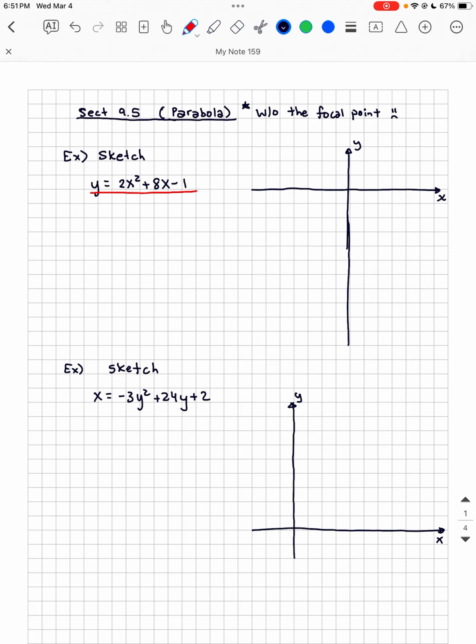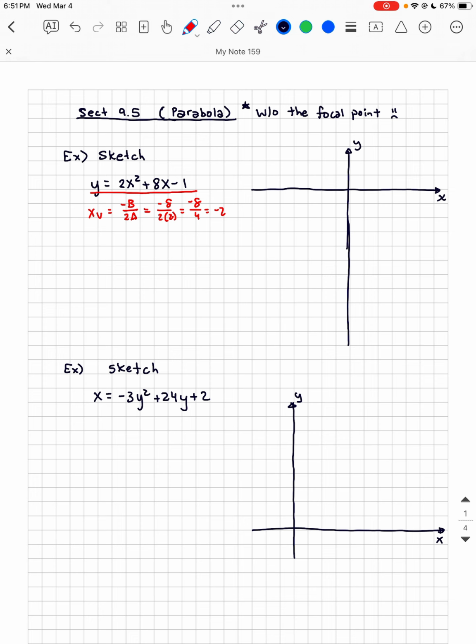If you recall, the x value of the vertex is equal to negative b divided by 2a, where b is the coefficient in front of x, whereas a is the coefficient in front of x squared. So in our example, that will be negative 8 divided by 2 multiplied by 2. That's negative 8 over 4, so the answer is negative 2.